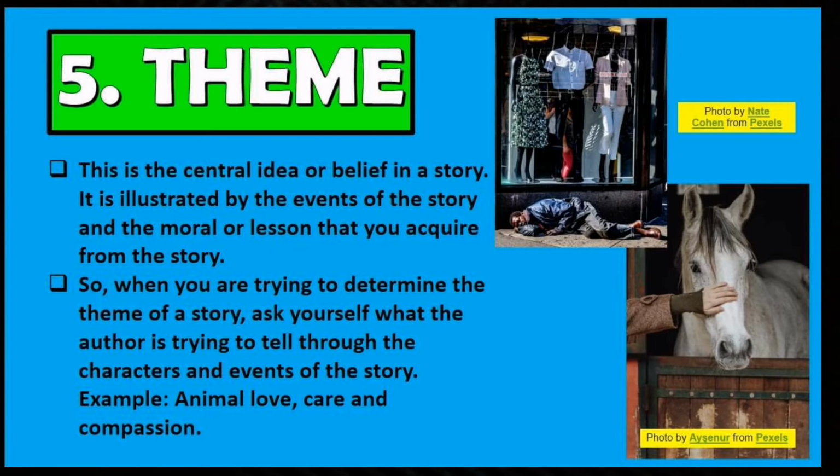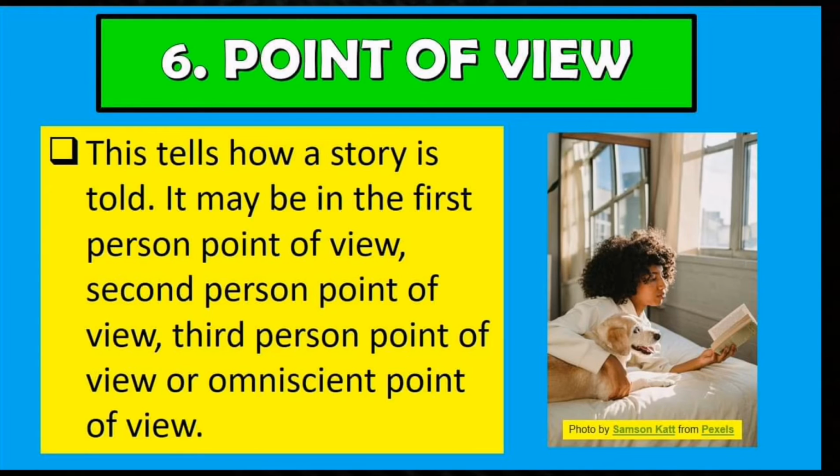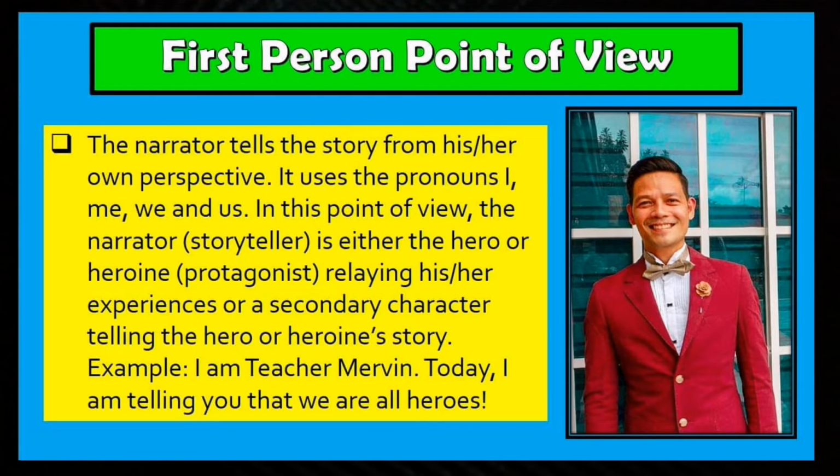And the last one is the point of view. This tells how a story is told. It may be in the first-person point of view, second-person point of view, third-person point of view, or omniscient point of view. Let's discuss first the first-person point of view. Here, the narrator tells the story from his or her own perspective.